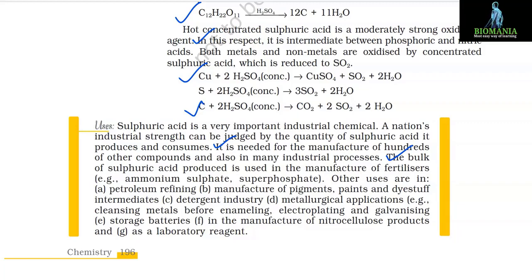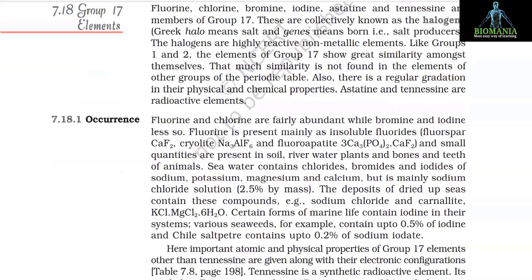Other uses are in petroleum refining, manufacture of pigments, paints and dyestuff intermediates, and next one is the detergent industry, and after that metallurgical applications. Examples are cleansing metals before enameling, electroplating and galvanizing, and after that storage batteries, and in the manufacture of nitrocellulose products, and the last one is as a laboratory reagent.